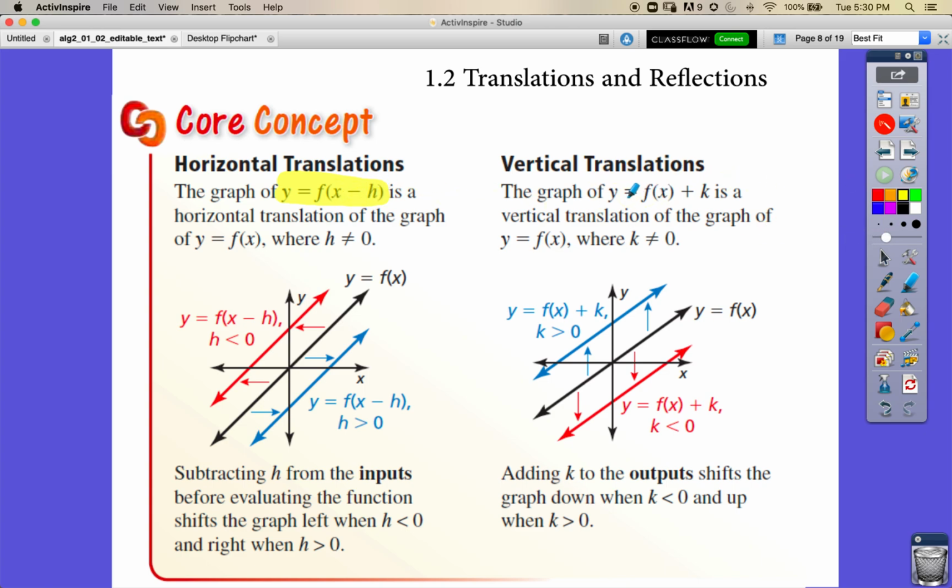Now looking at vertical translations, y equals f of x plus k. So get used to these letters here. h is for the horizontal, it's inside the parentheses. k is on the outside of the function. So whatever the function is, you're going to add or subtract depending on what k is, right? And it can't be 0 because that means it's not moving. So let's do some problems.